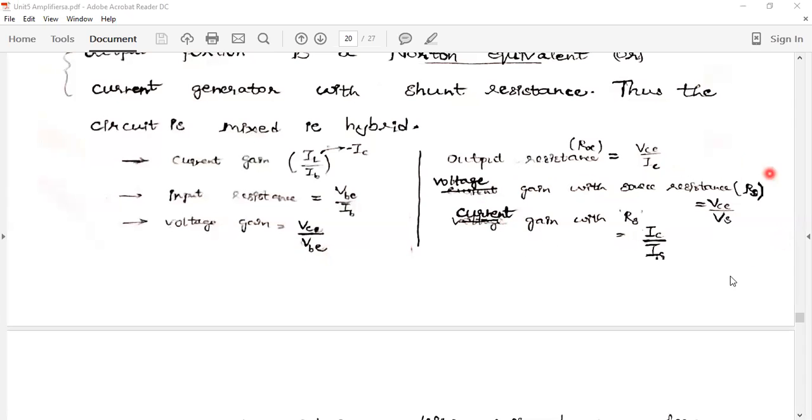In this way we are going to represent different notation here. With respect to output resistance, it is VCE by IC.